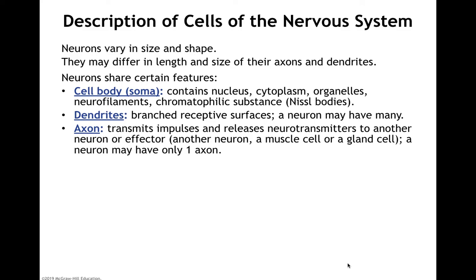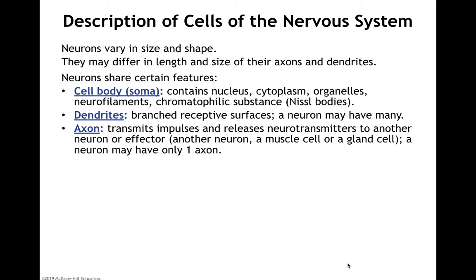The cells in the nervous system. Neurons vary in size and shape. They differ in length, the size of their axons, the size of their dendrites. But all neurons have three main features: the cell body, or soma, which contains the nucleus, the cytoplasm, the organelles, neurofilaments, and chromatophilic substance, used to be called Nissl body. Those neurofilaments and chromatophilic substance are specific to neurons.